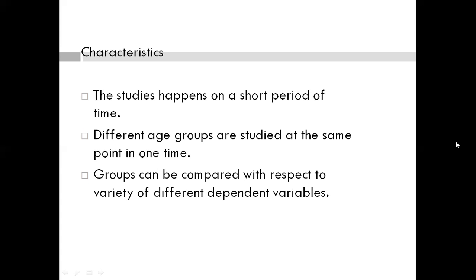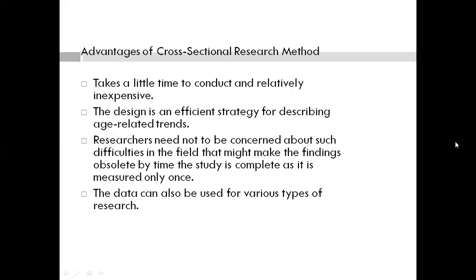Participants are selected based on their particular variables of interest, such as their IQ and memory and other things. And there are also some advantages. The cross-sectional research method takes little time to conduct and is relatively inexpensive, as it requires only a few times. Researchers can collect information quickly, and the benefits are very useful for them. And the design is an efficient strategy for describing age-related trends. And researchers need not be concerned about such difficulties in the field that might make the findings obsolete by the time the study is complete, as it is measured only once.